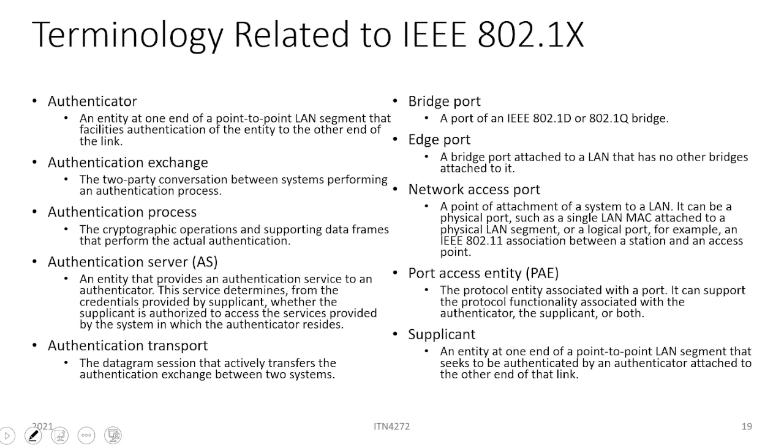For example, the supplicant, or the end device, is the device that is connecting to the network. The authenticator is the entity that is going to provide authentication. We will have an authentication server that can do that. Then we can have a network access port. So there are a number of different concepts associated with this.